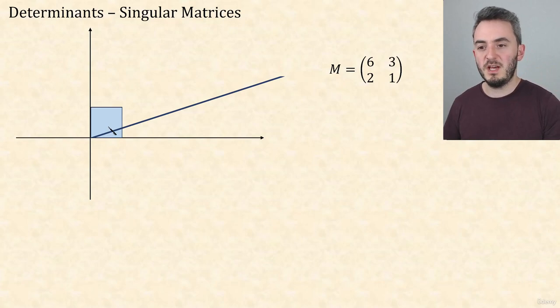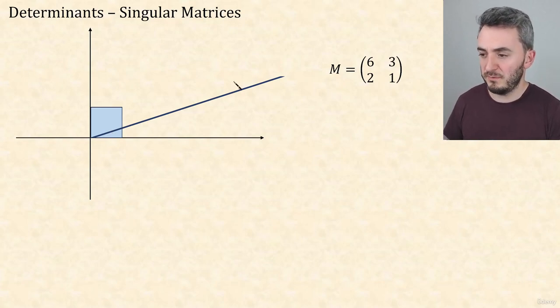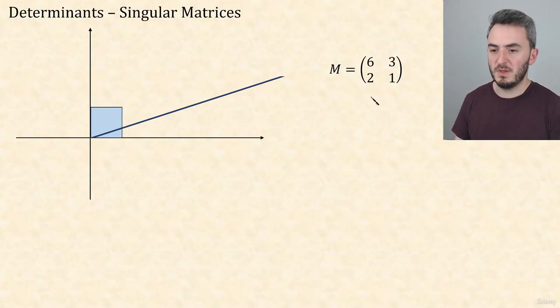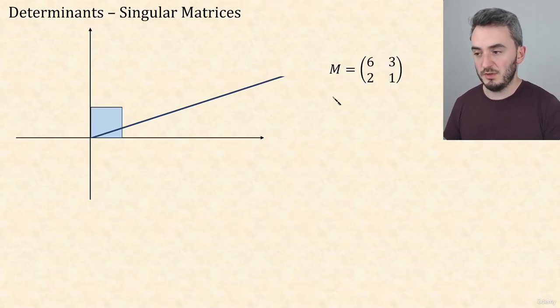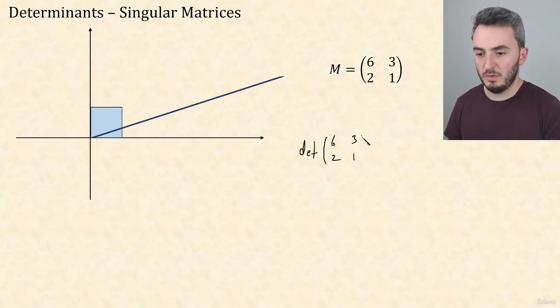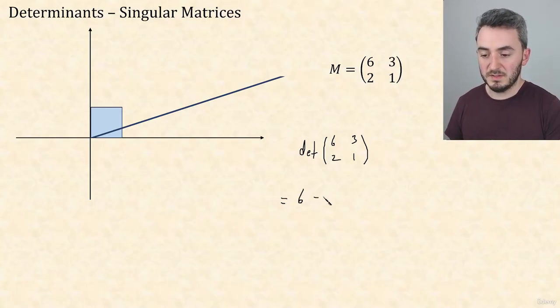What do you think the determinant of that matrix would be? Well, it seems to have taken it down to a flat shape with no area. Well, let's have a look. Here's the matrix I just used to carry out that transformation. What's the determinant of that? The determinant of 6, 3, 2, 1 is 6 times 1 minus 2 times 3. And lo and behold, it's 0.